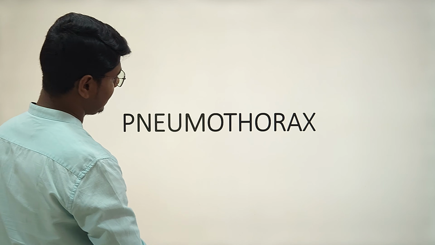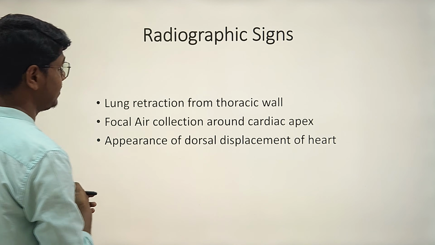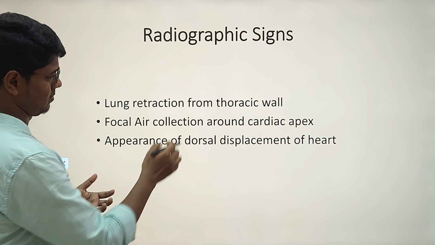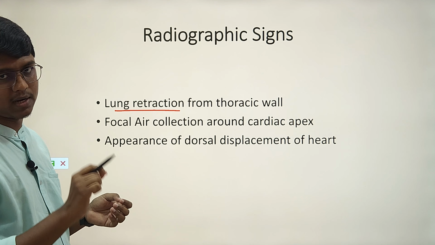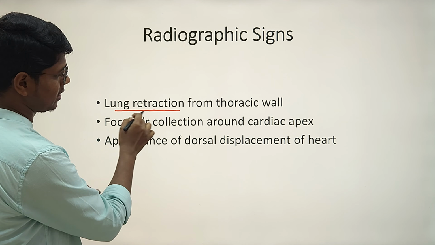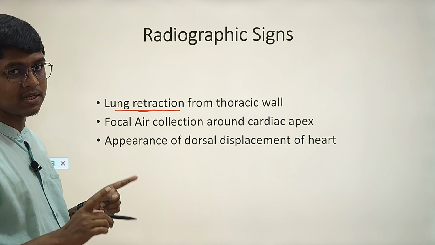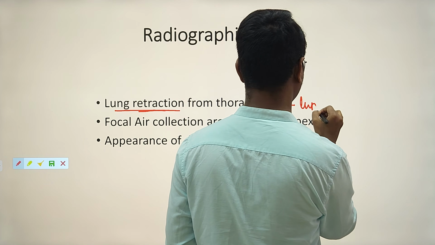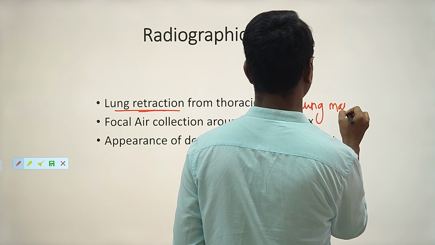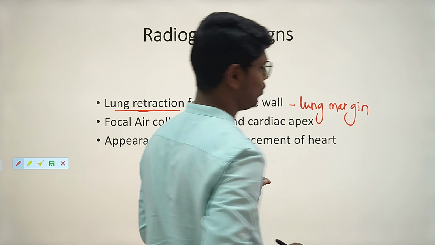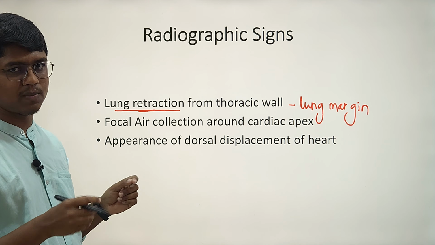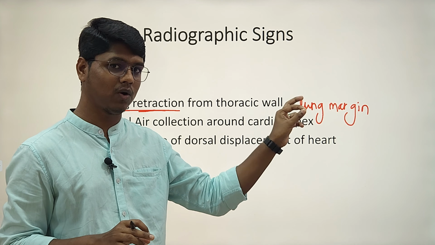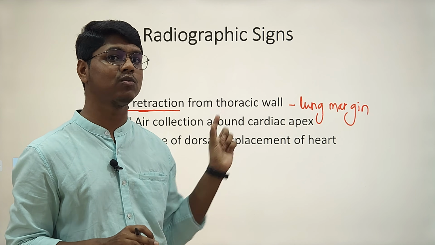Next, pneumothorax. It means air in the pleural cavity. Radiographic signs: when air is present, similar to pleural effusion, the lungs will be retracted from the thoracic wall, but in this particular case, the lung margin will be radiolucent. In pleural effusion, the fluid was of radio opacity, while the lung was normal, like black. But in this case, the margin of the lung will be retracted, as well as radiolucent.